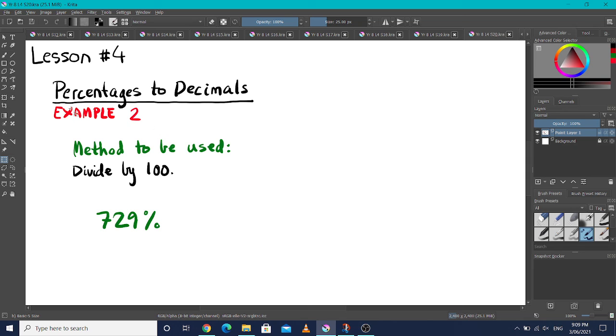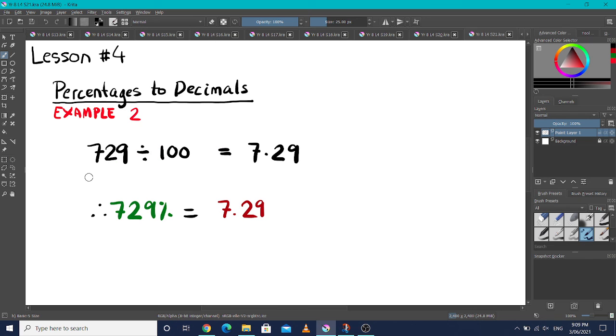And now we'll go to our second example, in which this time we will simply divide by 100. And the percentage we are using here is 729%. So 729 divided by 100, which is 7.29. So therefore our percentage of 729% is given as 7.29 as a decimal.